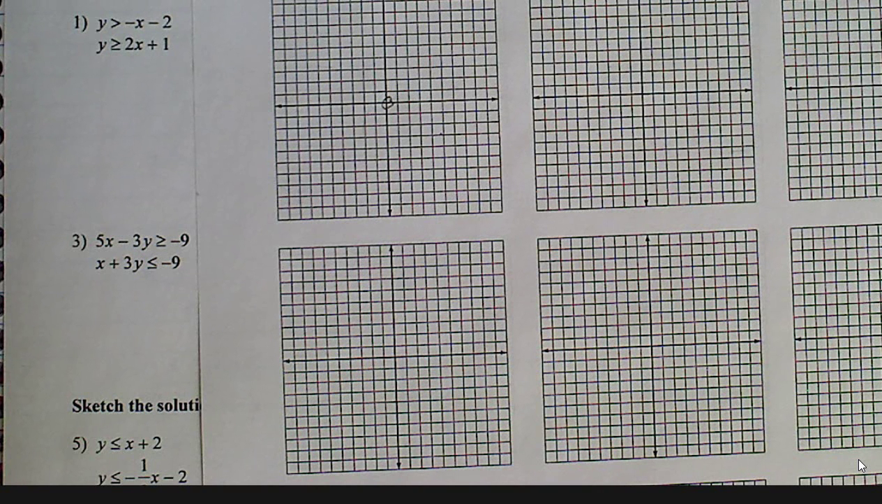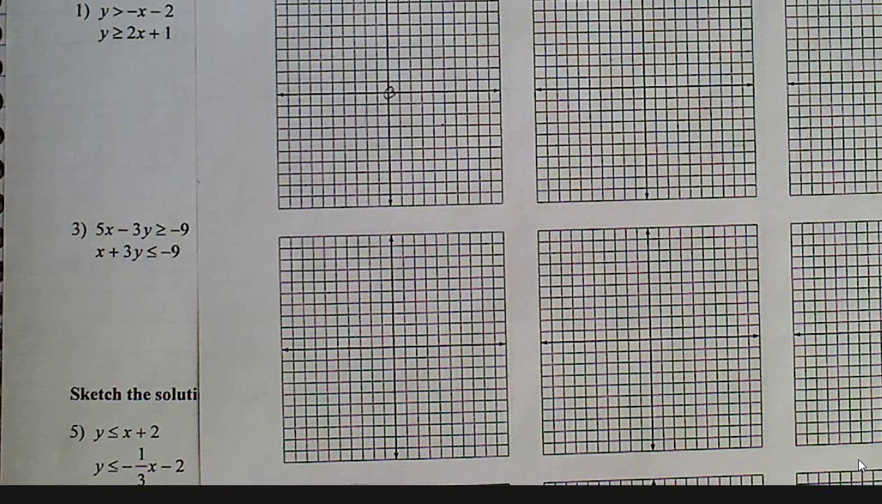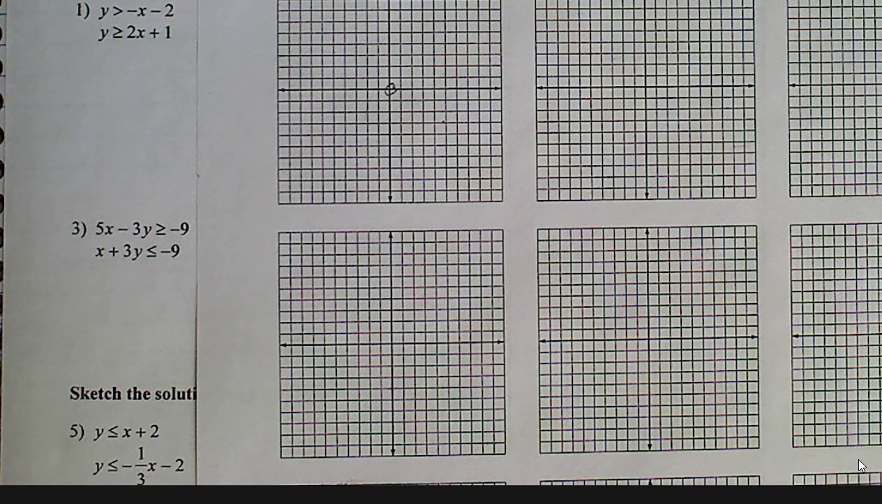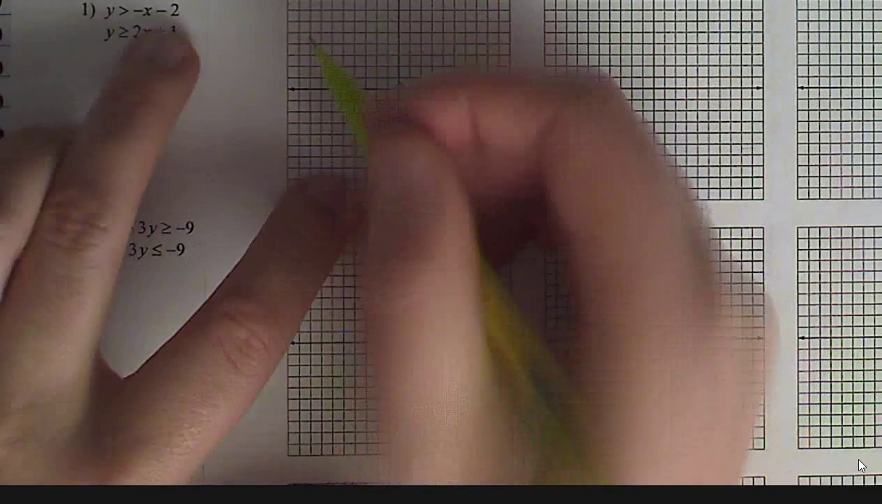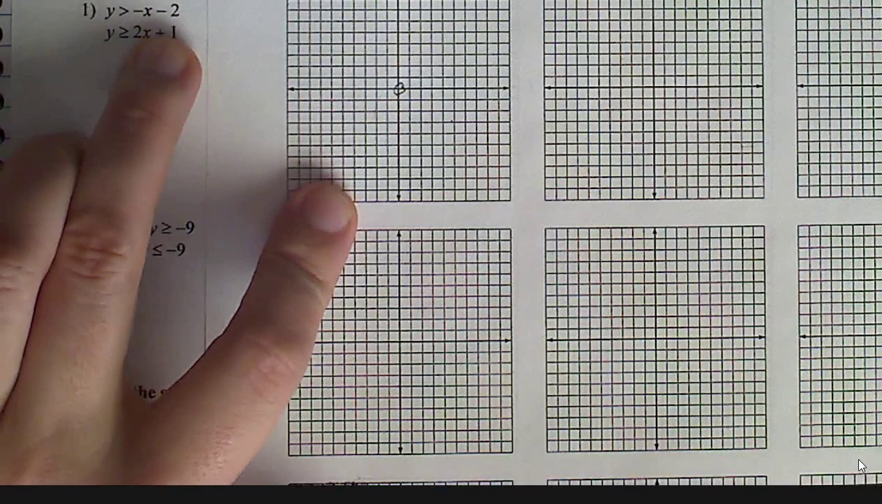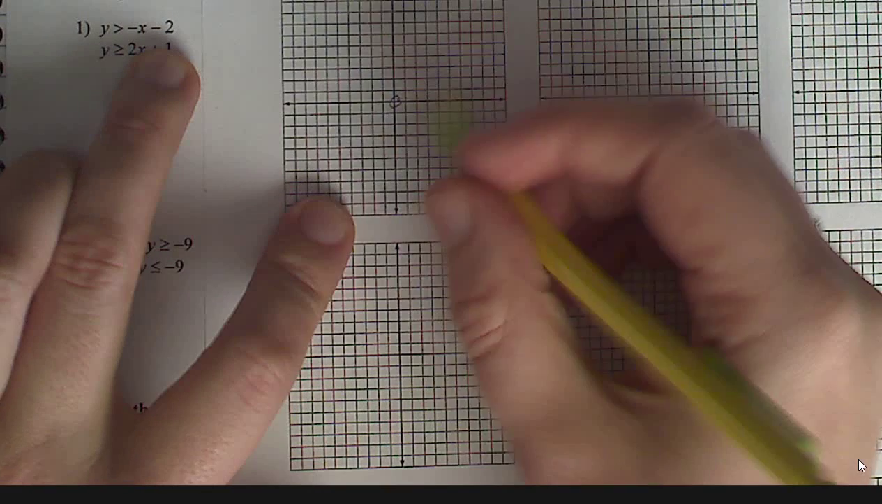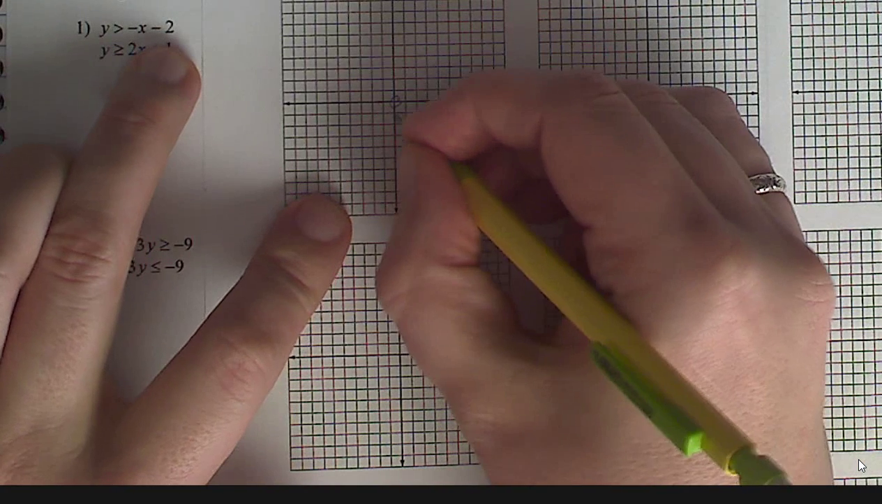Y is greater than negative x minus 2. So we'll focus on this line first. Y is greater than negative x minus 2. And I'm going to use my pencil just so I can show you what I mean by shading in lightly, so you don't have to worry about my ink. So where do I start with my first dot? Anybody? Go down 2. Thank you, Zach. So I'm going to go down 2. I'm going to make a dot.